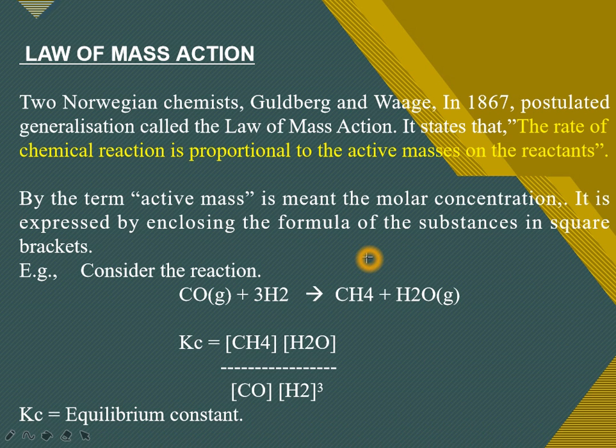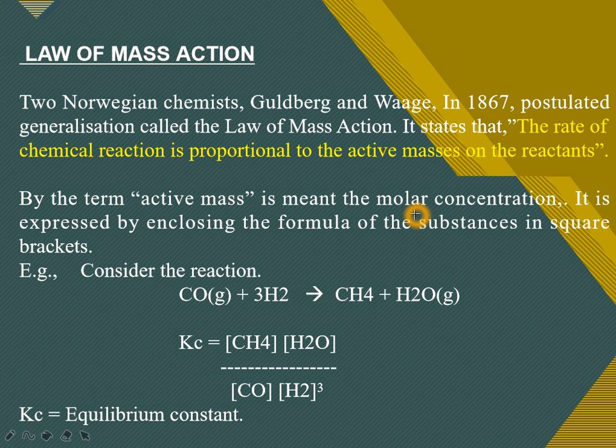Two chemists of Norwegian origin, Guldberg and Waage, in 1867 postulated a generalization called the law of mass action. According to this postulation, the rate of a chemical reaction is proportional to the active masses of the reactants. And what do I mean by active masses? Active mass means molar concentration, and it is expressed by enclosing the formula of the substance in square brackets.